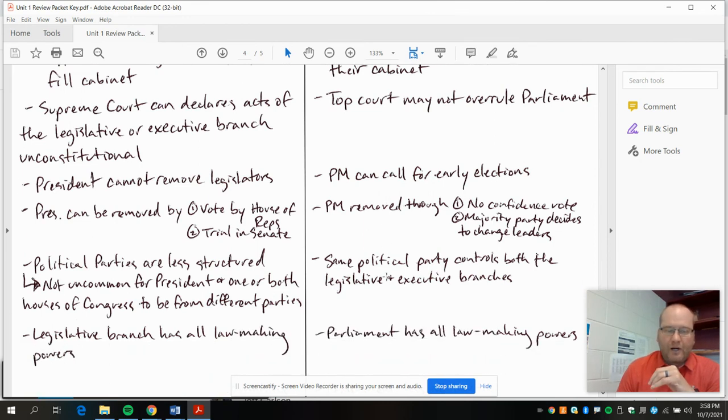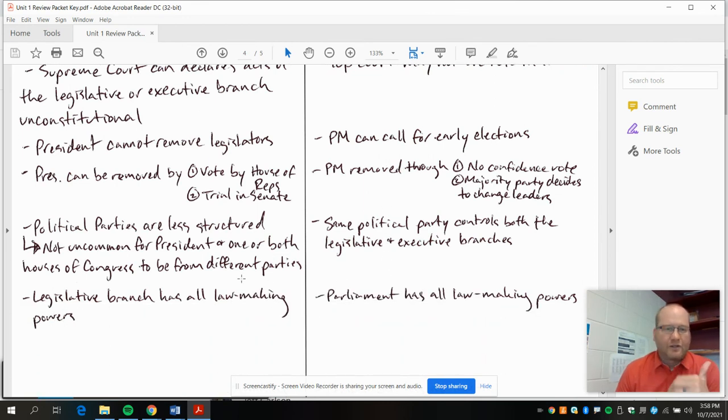In terms of political parties in a presidential system, they're less structured, and it's not uncommon for the president and one or both houses of Congress. Remember, Congress is made up of two houses, the House of Representatives and the Senate. And it's not uncommon for the president and one or both houses of Congress to be from different political parties.